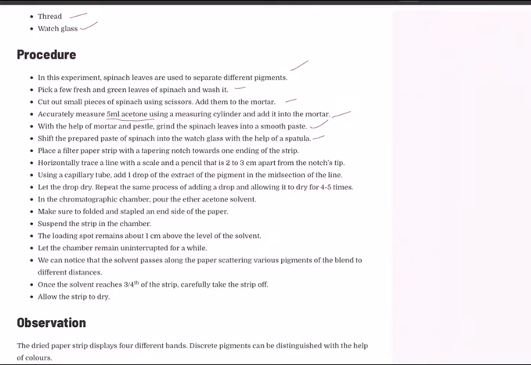Place a filter paper strip with a tapering notch towards one end of the strip. That means you have to take the filter paper and cut one end with a sharp edge.